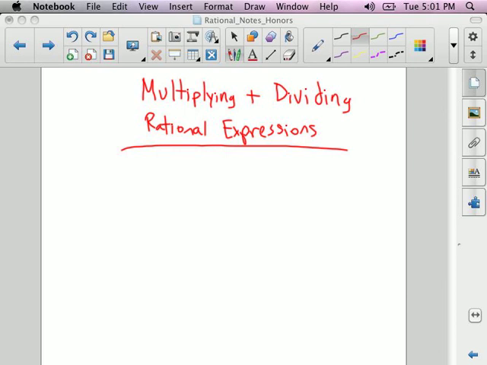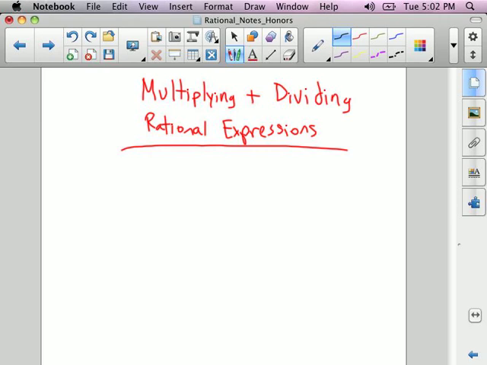So in this video, we're going to learn how to multiply and divide rational expressions, that being fractions involving variables in them. And in our last video, we learned how to simplify, or just kind of cancel out pieces of rational expressions. So this is going to be the next logical step. Well, how do we deal with things when we're multiplying multiple fractions together?